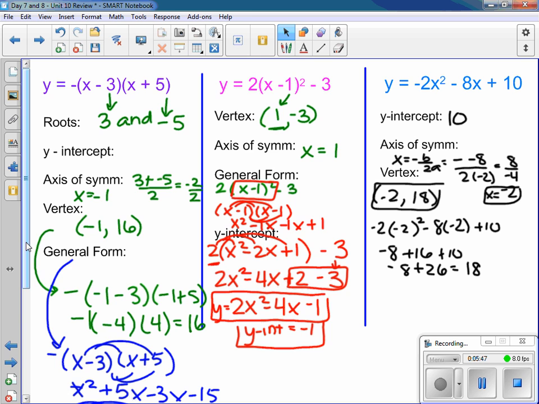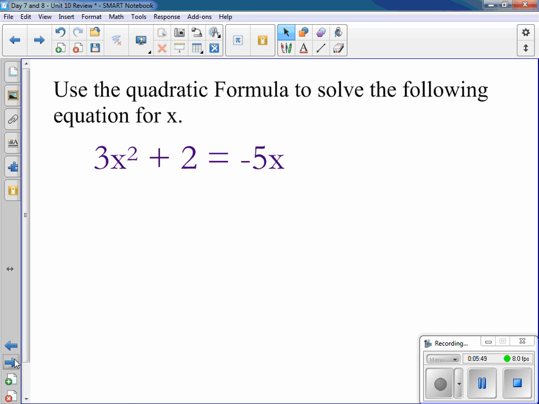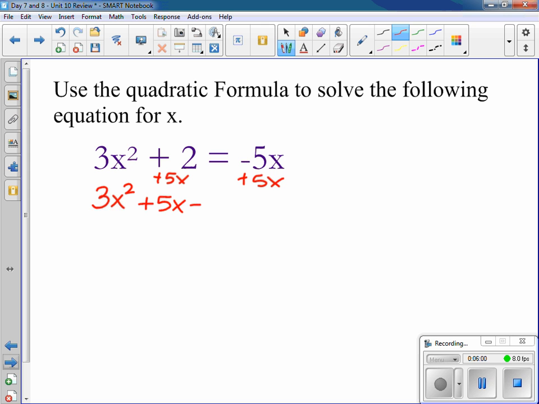Okay, so make sure you know what to do on each one of these. And then we'll move on to the quadratic formula. This one's actually a pretty easy one, but the first thing you have to do is plus this 5x over. So you get 3x squared plus 5x plus 2 equals 0. And now that it's equals 0, the first thing you want to find is b squared minus 4ac. So I get 5 squared minus 4 times 3 times 2, which gives me 1.